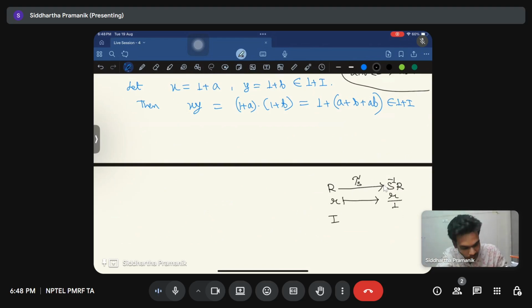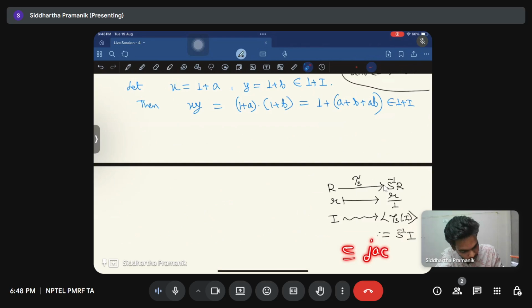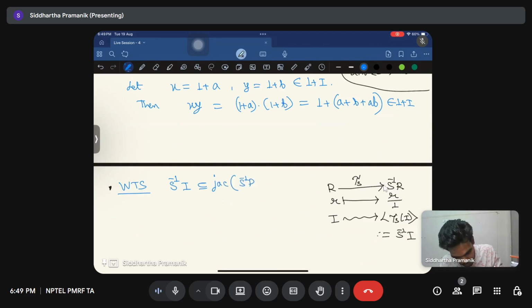Now here you have an ideal I, and let's take the extension of this ideal, which is generated by the image of this map, and we denote this ideal by just S inverse I. So we need to prove that this ideal S inverse I is a subset of the Jacobson radical of the ring S inverse R. So we will recall what the Jacobson radical is. So the second part is, we want to show S inverse I is a subset of the Jacobson radical of S inverse R.